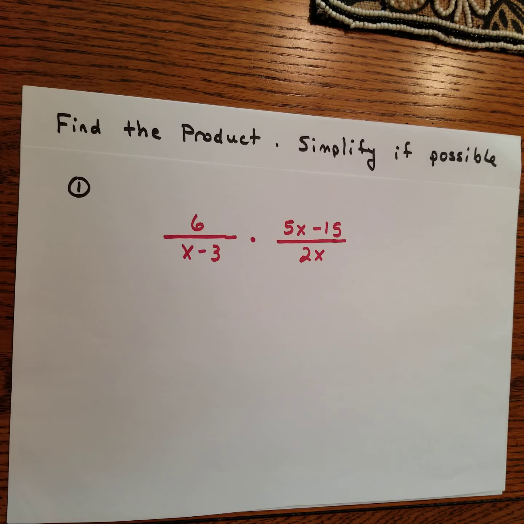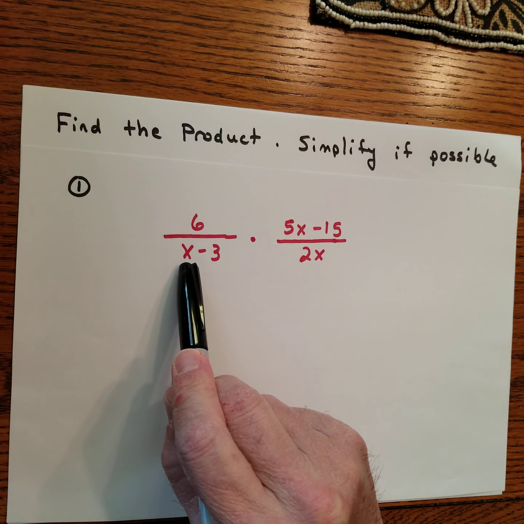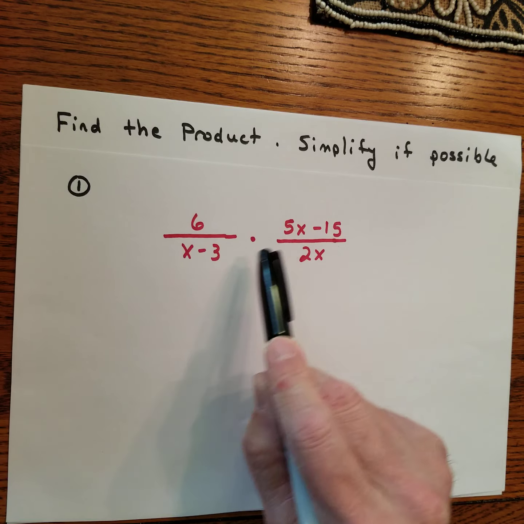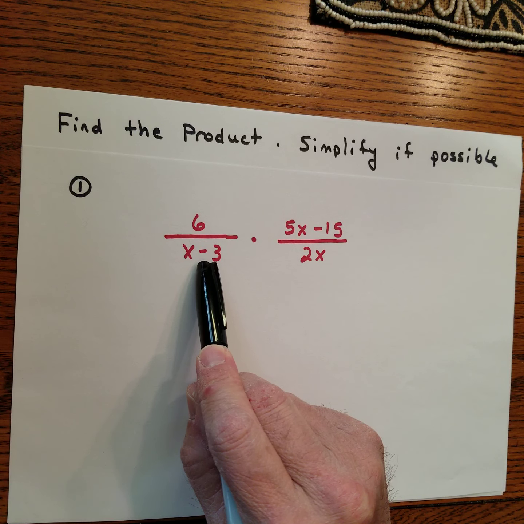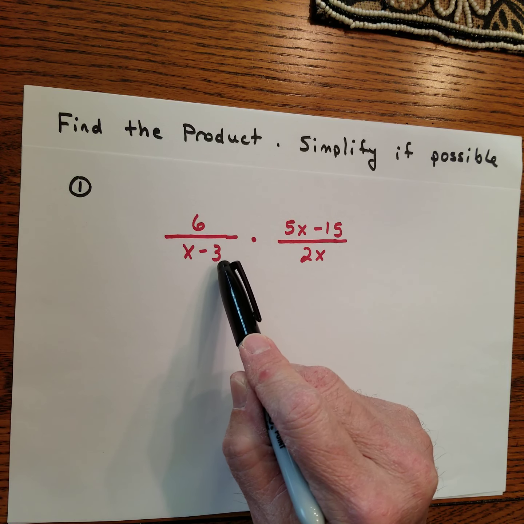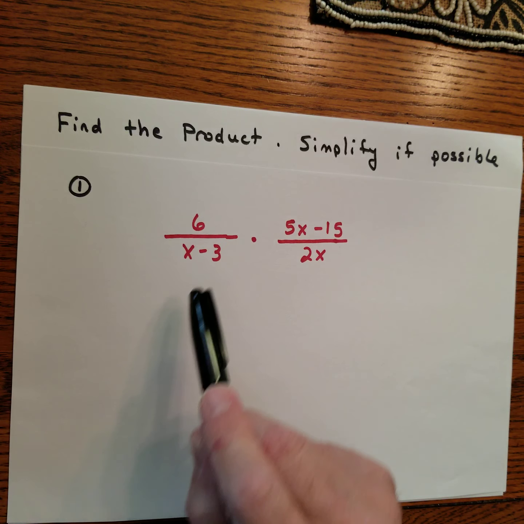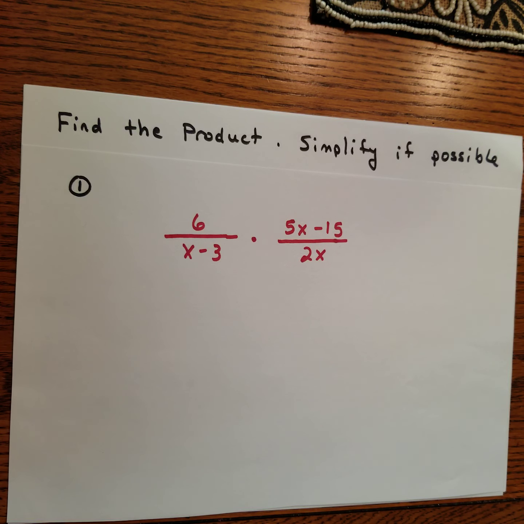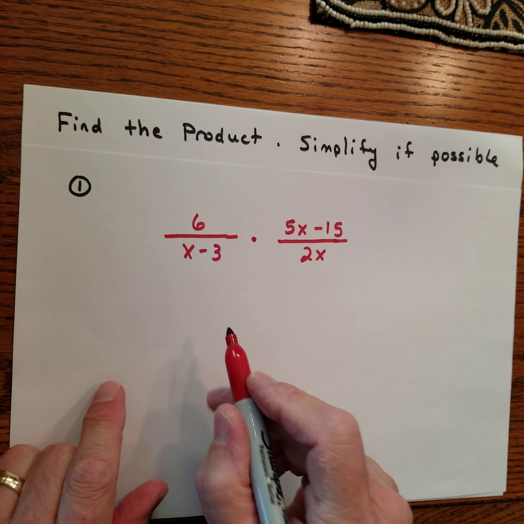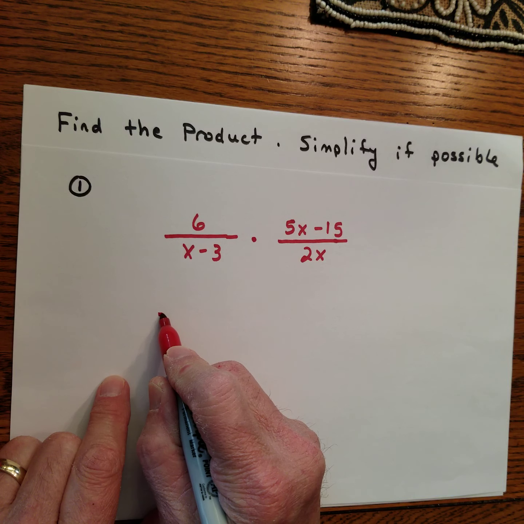You're never allowed to reduce part of an addition or a subtraction problem. I'm not allowed to reduce this x with this 5x because they're next to subtractions. I'm not allowed to reduce this 3 with this 6 because the 3 is next to a subtraction. That's not allowed. Instead, before we reduce, let's do a little factoring.